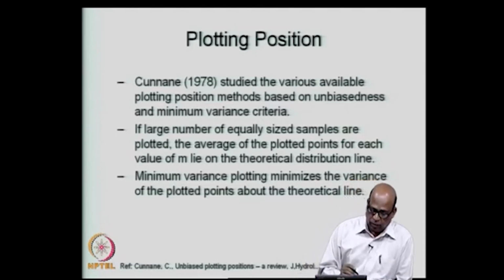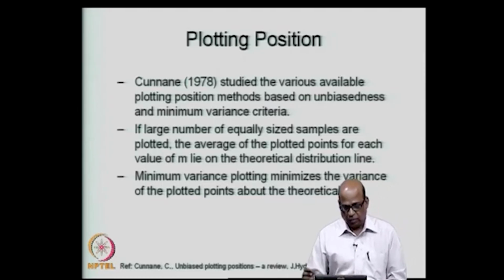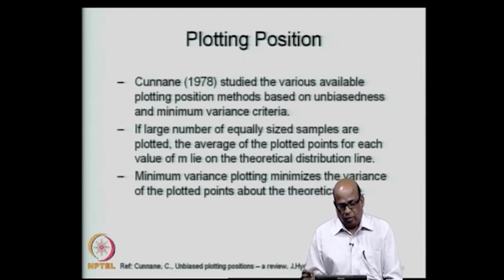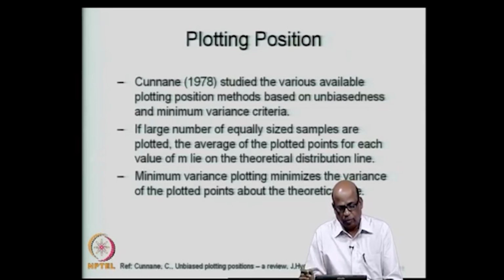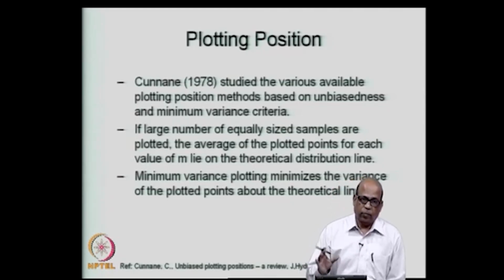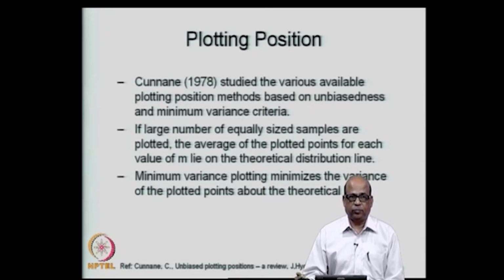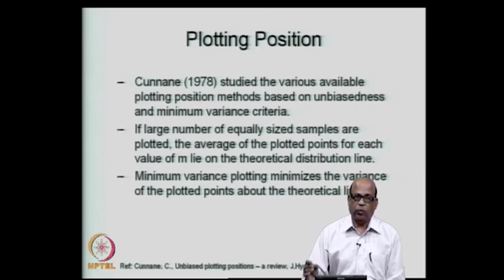Now, there is one study which was done long ago in 1978. Cunnane studied the various available plotting position methods based on unbiasedness, which of these are unbiased and which of them also lead to minimum variance. And he observes that if a large number of equally sized samples are plotted, the average of the plotted points for each value of m lie on the theoretical distribution line. So, this must be ensured by your plotting position.